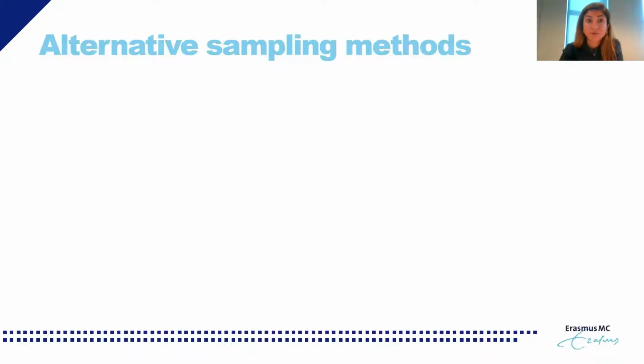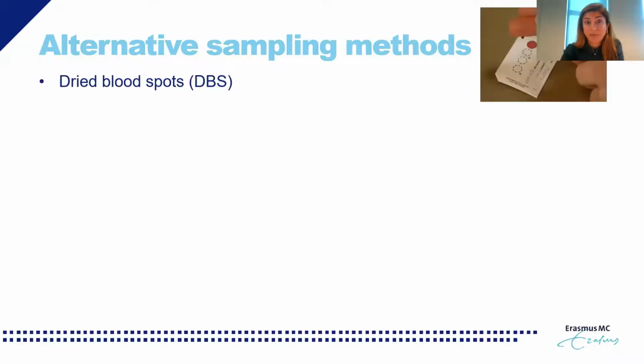Nowadays, more alternative and patient-friendly sampling methods are upcoming. One of them is the dry blood spot method, DBS. DBS gives the patient the opportunity to perform their blood sampling at home using a finger prick, and after drying, the DBS card can be sent to the hospital by mail.